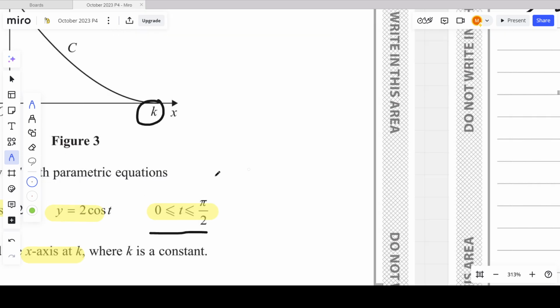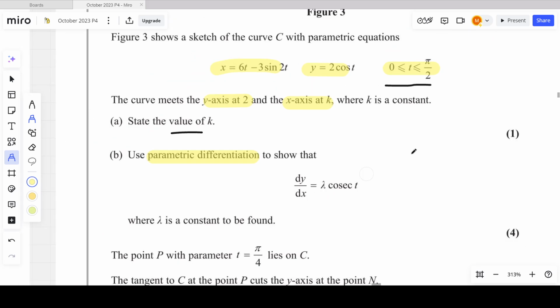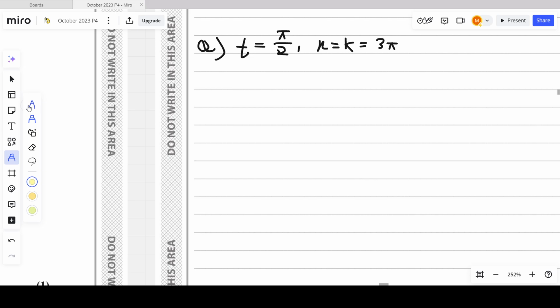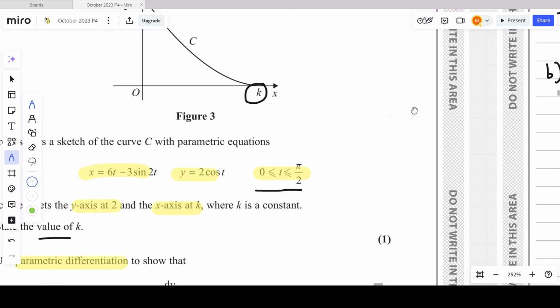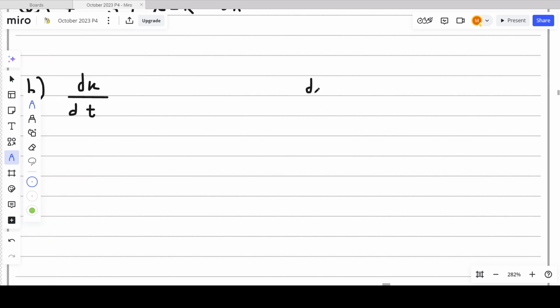Next, part B. What they have asked in part B is to use parametric differentiation to show that dy over dx is equal to lambda cosec t. For part B, we need to use parametric differentiation. In parametric differentiation, we differentiate the x parameter and the y parameter simultaneously, so we get dx over dt and dy over dt.